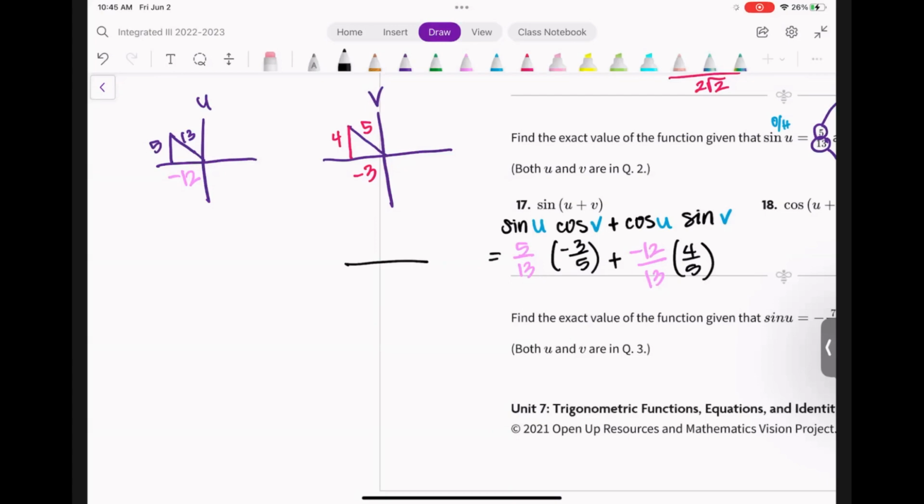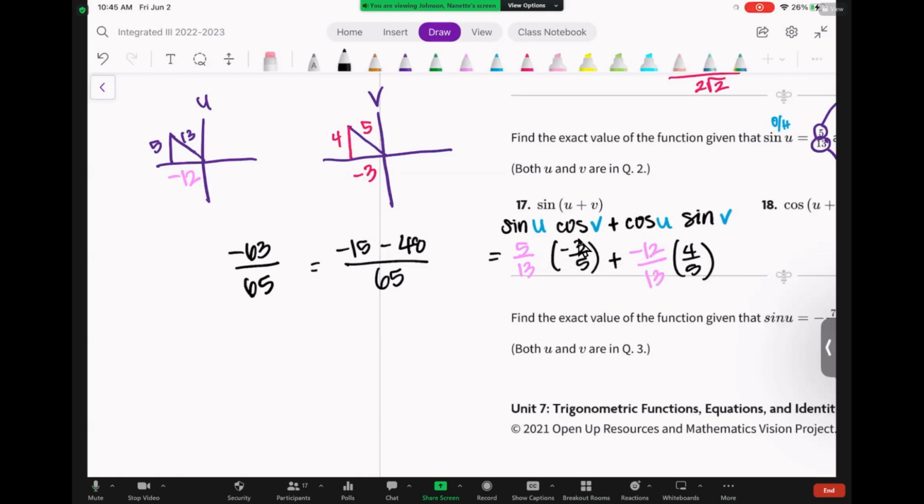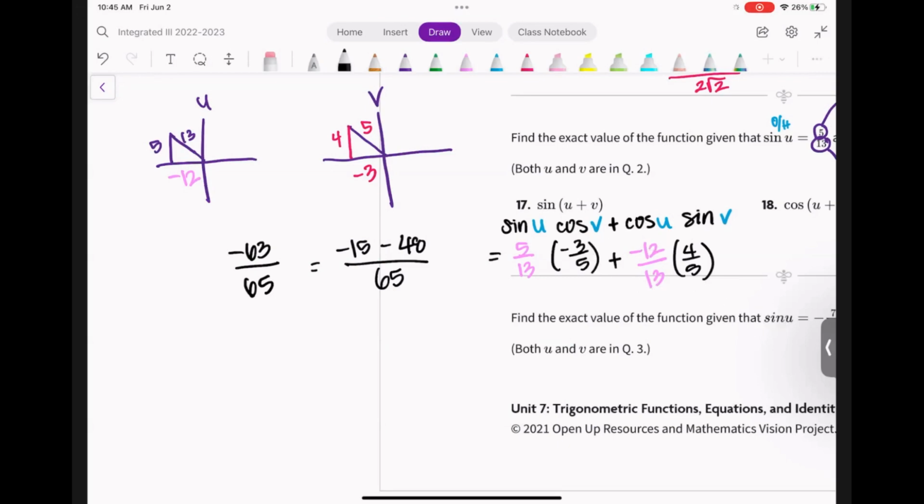Clearly my denominator is going to be 65 because 13 times 5 is 65. And then the numerator is going to be negative 15 minus 48. And whatever that is, let's see, that's 63. So my answer is negative 63 over 65. There's no way that you can do this problem without using your identity of sine, cosine, cosine, sine. It's called our sum identities on the trick sheet. And so that's pretty much it.